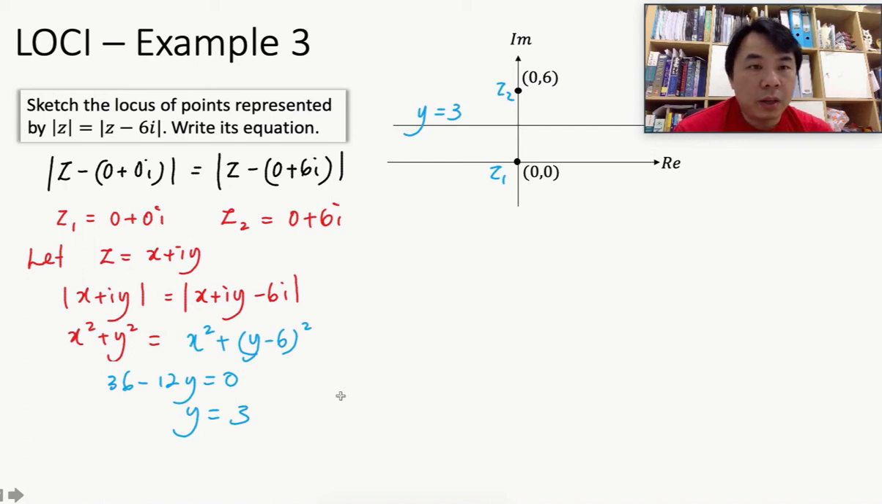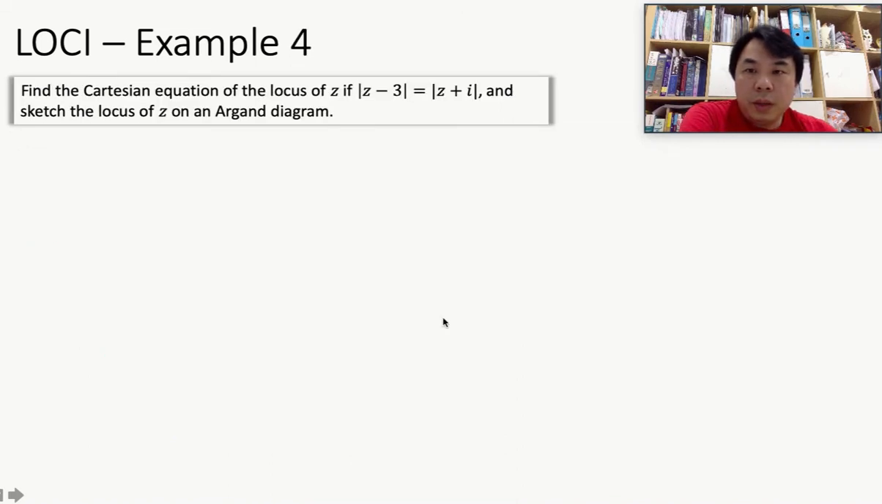I'm going to check if we have the next questions to work with. Number 4 here. Find the Cartesian equation of a locus of z if we are given modulus of z minus 3 equal to modulus of z plus i, and sketch the locus of z on an Argand diagram. Right now, quickly we can recognize this as a perpendicular bisector between 2 points located at the coordinates 3, 0 and 0, 1. Right now, that is quite obvious.